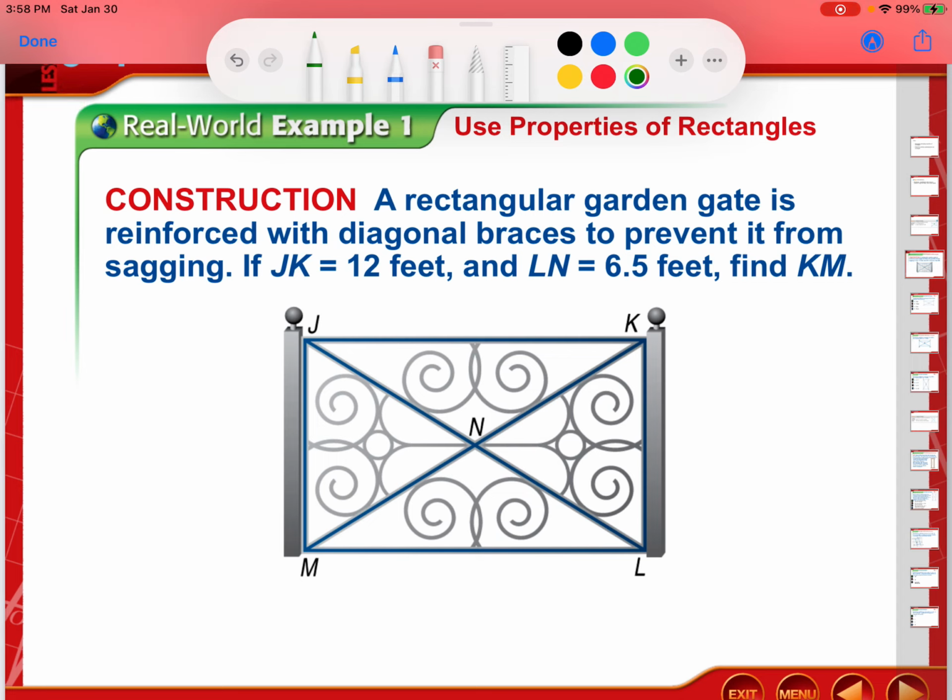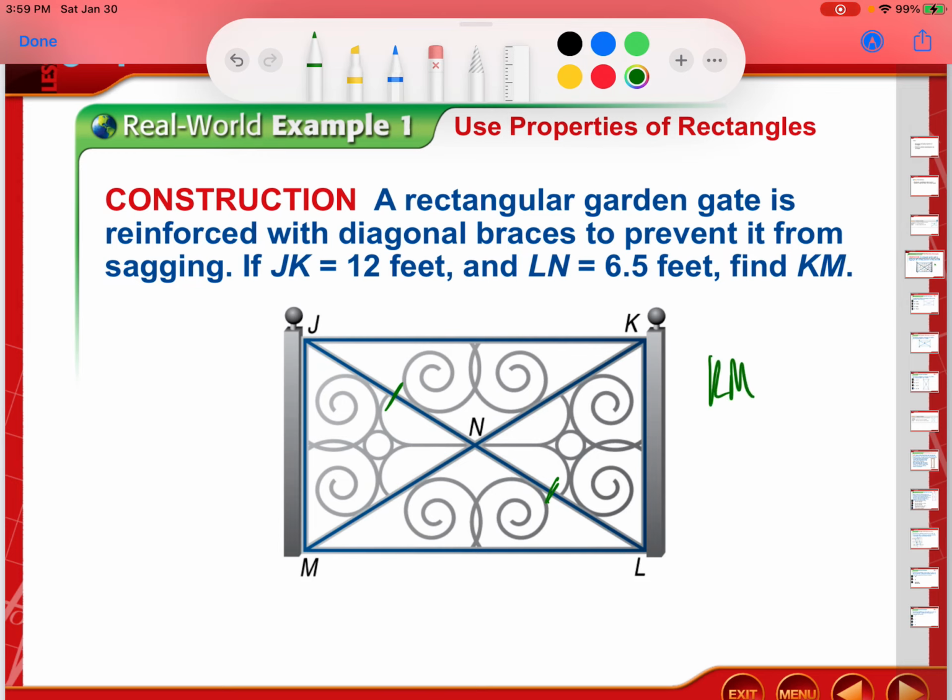A rectangular garden gate is reinforced with diagonal braces to prevent it from sagging. If JK is 12 feet and LN is 6.5 feet, find KM. The important thing to know for this question, JK being 12 feet really doesn't matter. The big picture that matters is that LN is 6.5 feet, which means JN is also 6.5 feet, and JL is congruent to KM.